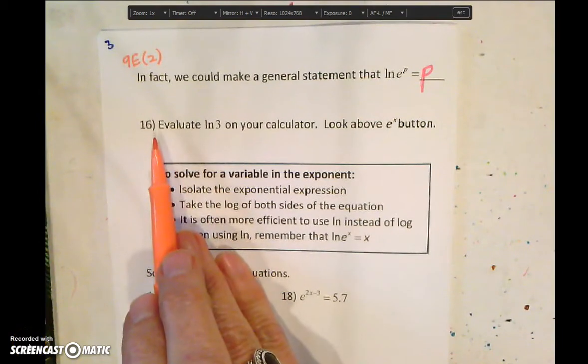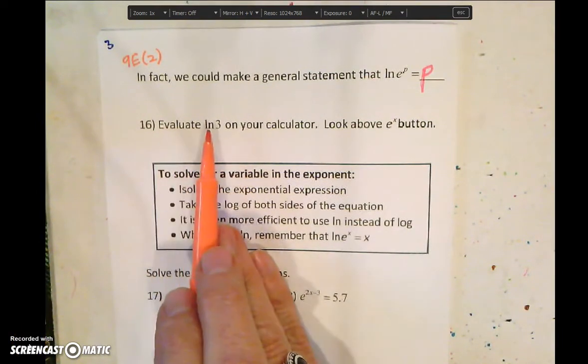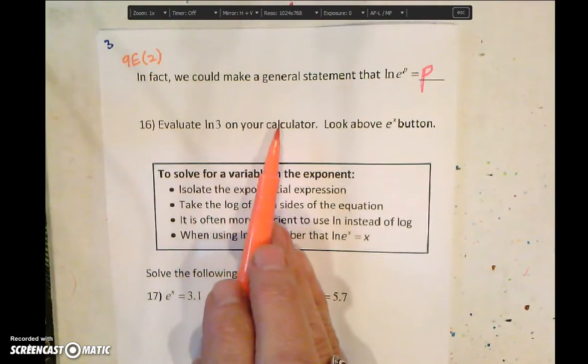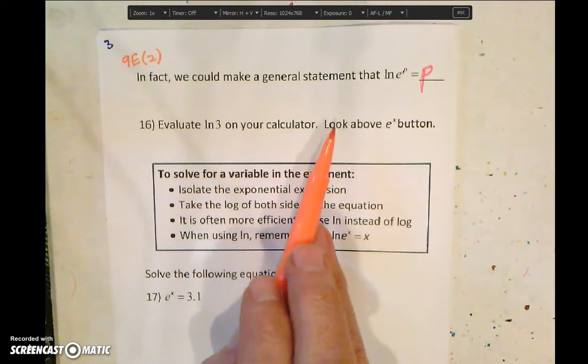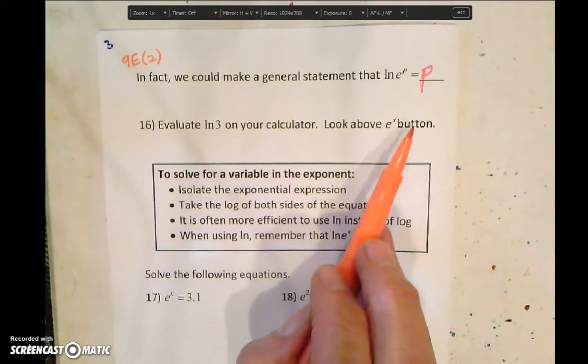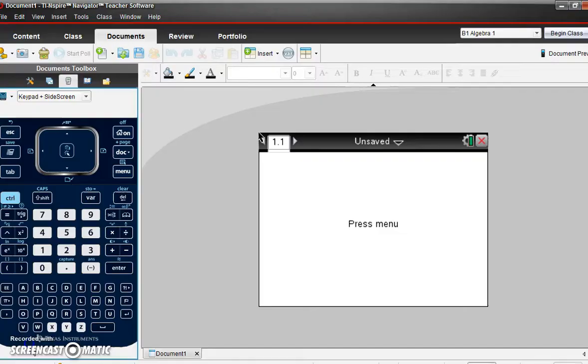So we'll begin this second video by evaluating ln of 3 on our calculator. So we're going to look above the e to the x button. All right, so here's the calculator, and over here on that left side, you can see that e to the x button right there, and then right above it, the ln. So that's what we want to use to calculate ln of 3.